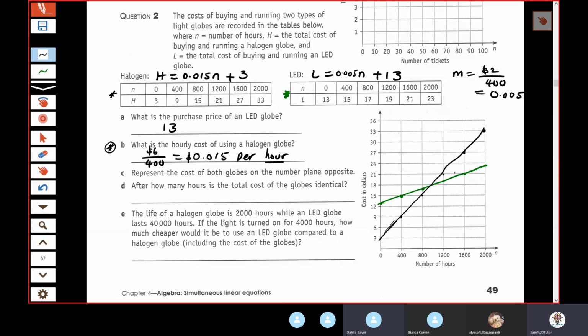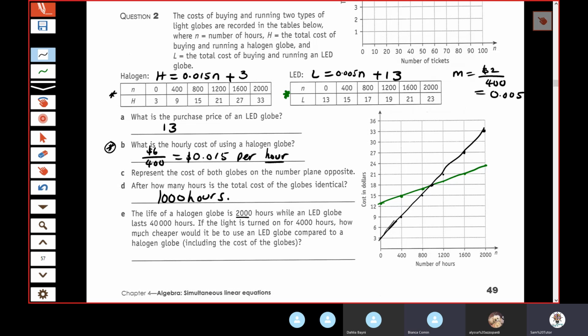So you can see the cost of running the halogen is obviously cheaper at the beginning, but as you run it more and more, it gets more expensive, and vice versa. The cost here is more expensive, but overall, it's meant to be cheaper. After how many hours is the total cost of the globes identical? Well, we haven't done a very good job, but let's just say if it was somewhere halfway between these two, we'll just say 1,000 hours. And then the life of a halogen globe is 2,000 hours. So it finishes after 2,000. You can't go past that.